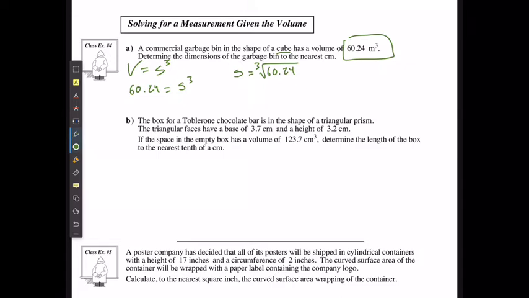Or in this case, the side length is going to be approximately 3.92 meters. If it wants it to the nearest centimeter, then I'm going to take those meters, 3.92, times 100 centimeters per 1 meter, or 392 centimeters.